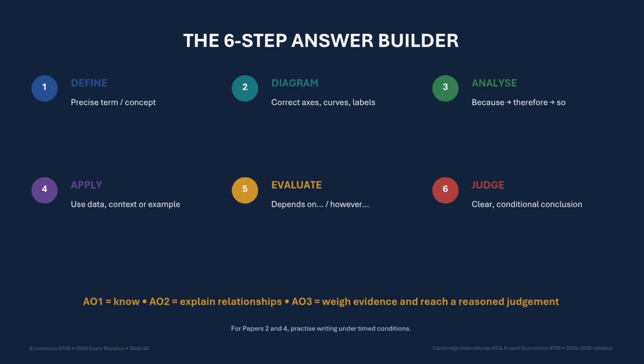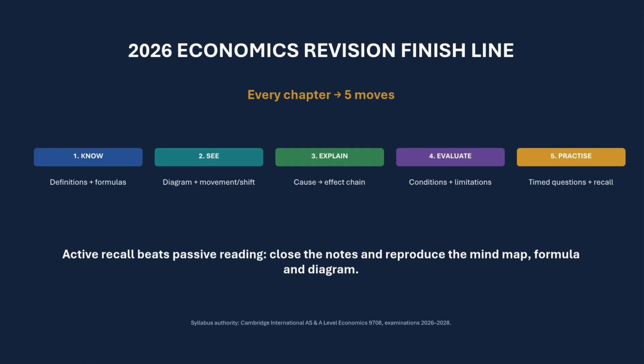Use the 6-step answer builder as shown in this slide to be able to answer your questions, especially data response and essay questions. That's the complete Economics A-Level Syllabus 9708 revision.